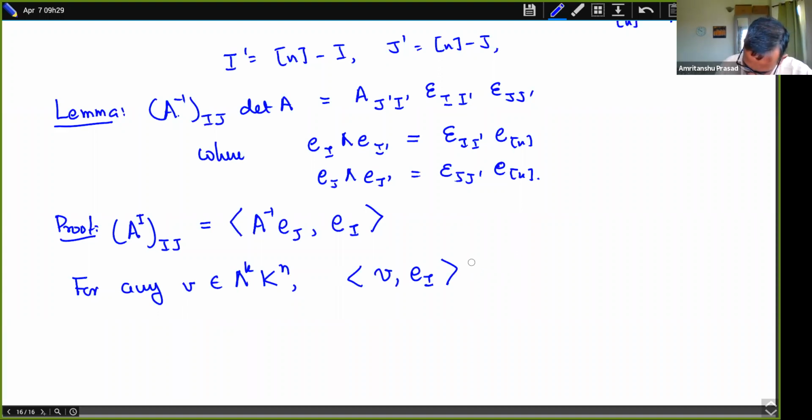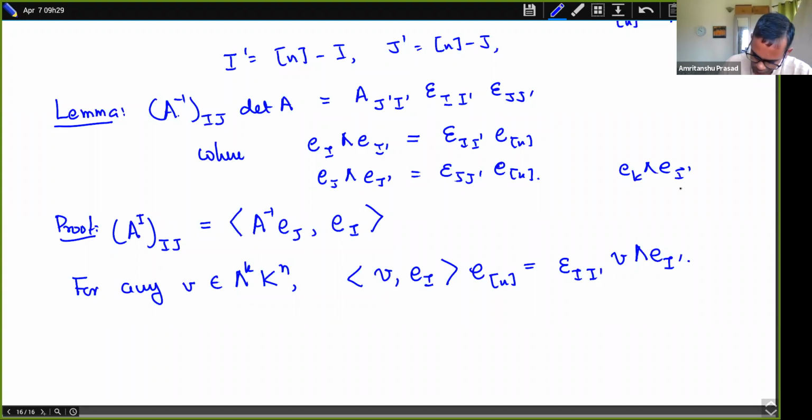Okay. So the expression is, when you take this into En, just epsilon I prime V wedge Ei prime. Why is that? Well, you just take V and expand it in terms of the basis EI, and then when you wedge with this, the only term that survives is EI. So if you take EK wedge EI prime, where K and I prime have complementary size, then the only term which survives is where K is the complement of I prime, or in other words, K is equal to I. So this really just picks out the coefficient of EI.